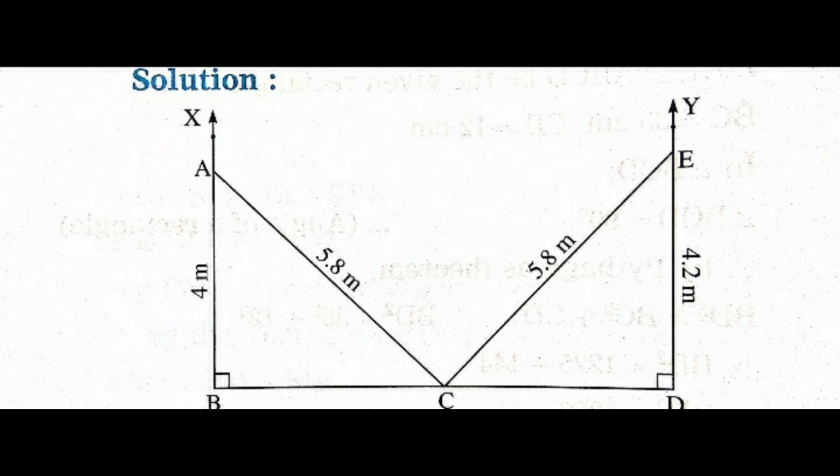In triangle CDE, using Pythagoras theorem, again find CD, as we know CE and DE. Once you get the length of BC and the length of CD, add BC plus CD to find the width of the street. This example you have to solve on your own.